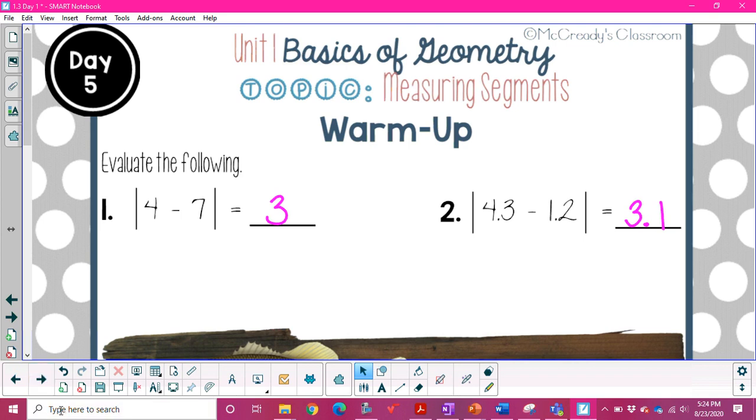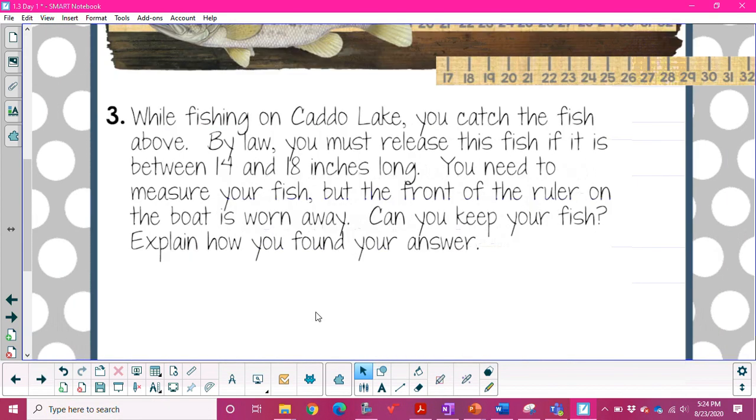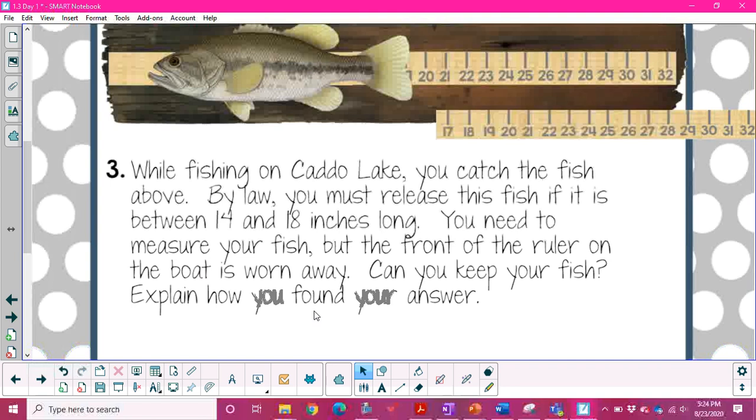While fishing on Caddo Lake, you catch the fish above. By law, you must release this fish if it is between 14 and 18 inches long. You need to measure your fish, but the front of the ruler on the boat is worn away. Can you keep your fish? Explain how you found your answer.